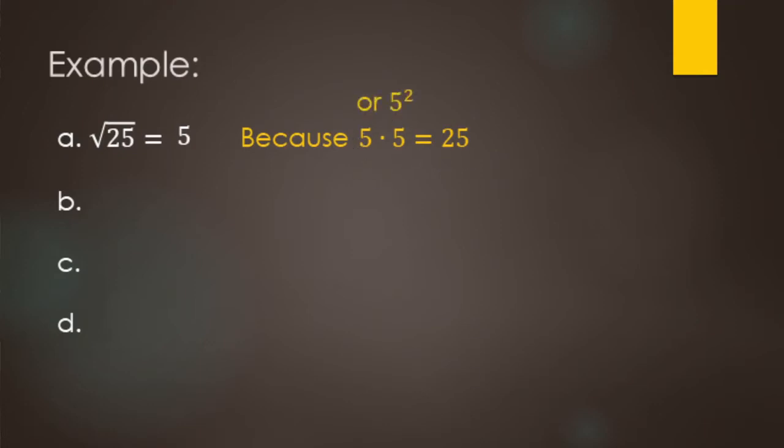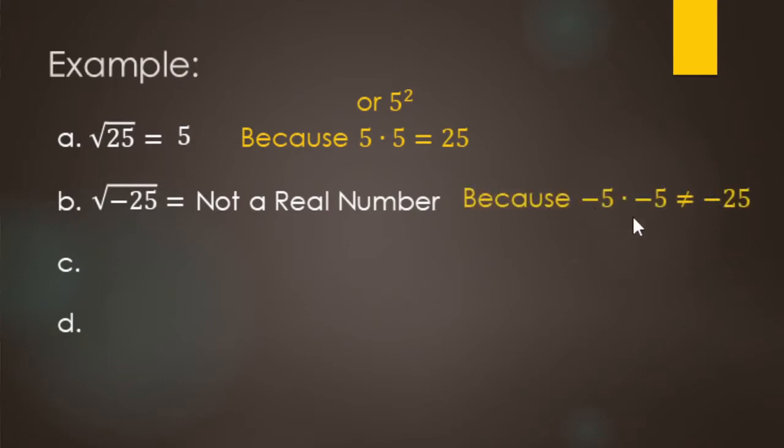Now we can also look at it like this. 5 to the second power is saying the same thing. We have 2 5s being multiplied. Square root of negative 25. This actually is, there's no real number that when multiplied by itself makes a negative 25. We already know positive 5 times positive 5 makes positive 25. Well, what about negative 5? Negative times negative is also going to be a positive 25. So there are no real numbers that multiply by themselves to make a negative 25.